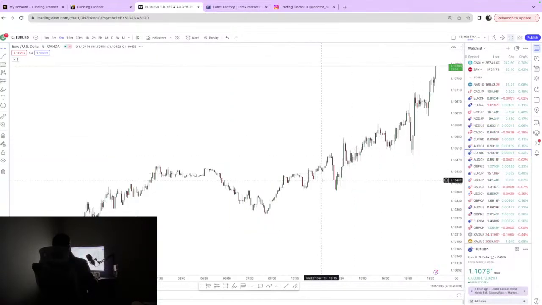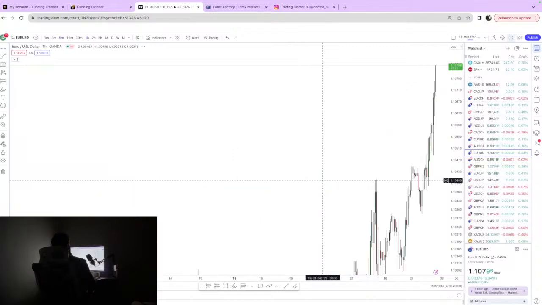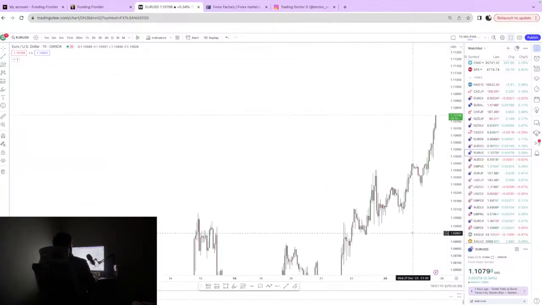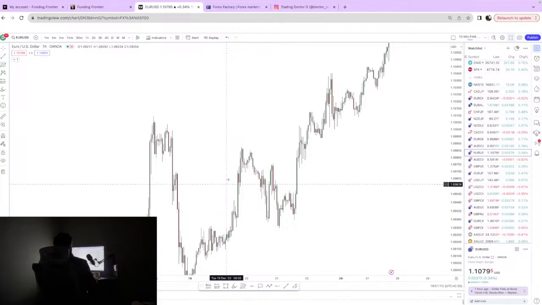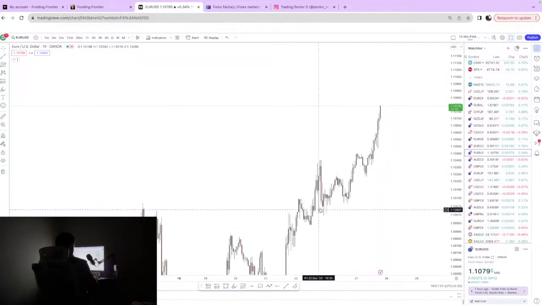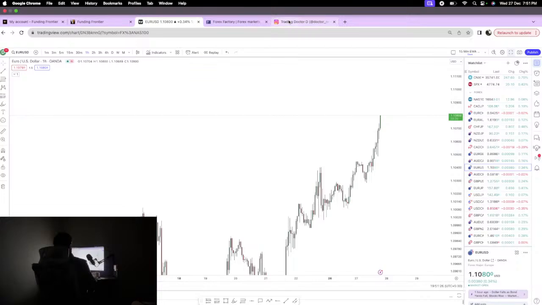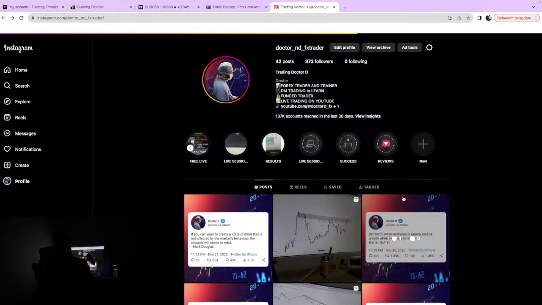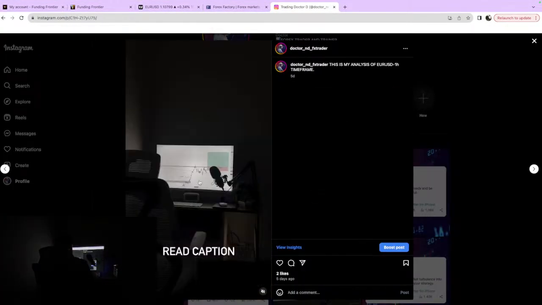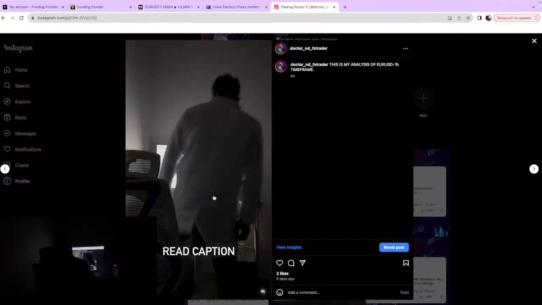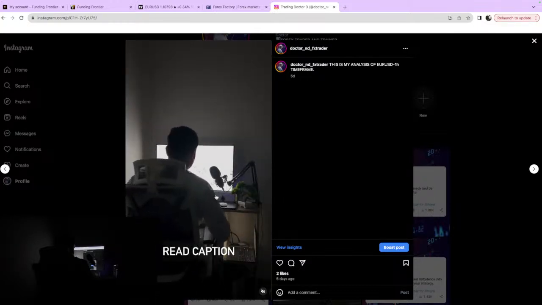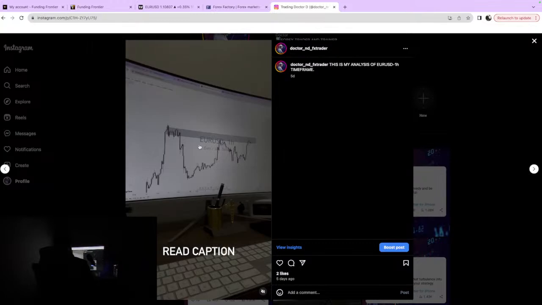And this was one more analysis. You can see how beautifully it is heading. If you remember, I shared it like this when it was here. Simple breakout and retest, and after this you can see there's no looking back. Boom, boom, boom. This was shared on Instagram. Here, this was the analysis of Euro USD. This one, right?